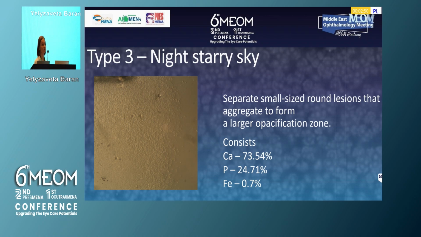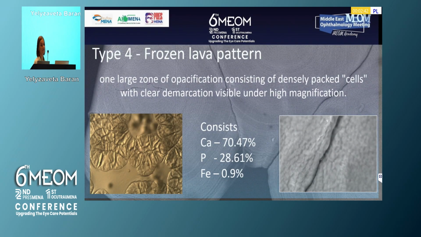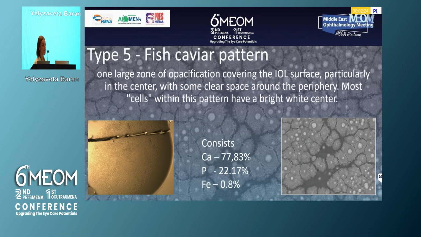Separate dispersed small-sized round lesions that aggregate to form a larger form of opacification. 4 is frozen lava pattern. This is a single large zone of opacification consisting of densely packed cell-like structures, and under high magnification you can see demarcation lines between these cells which resemble the texture of frozen lava. 5 fish caviar pattern. It's one large zone of opacification covering the IOL surface, and most cells within this pattern have a bright white center.